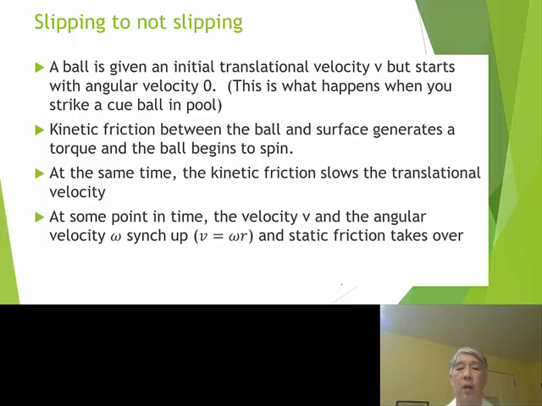At some point in time, the velocity v that started up here and slowly decreases because of friction, and my angular velocity that started at 0 and slowly increases because of angular acceleration, will line up. When they do, kinetic friction clicks off, static friction takes over, and it will basically stay in that not slipping scenario until we need to solve for something else.